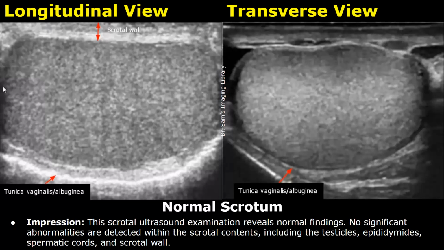Finally, you can write the impression. This scrotal ultrasound examination reveals normal findings. No significant abnormalities are detected within the scrotal contents, including the testicles, epididymides, spermatic cords, and scrotal wall.